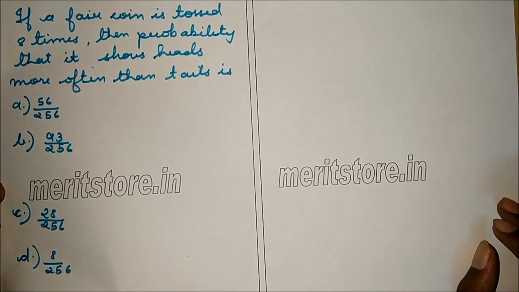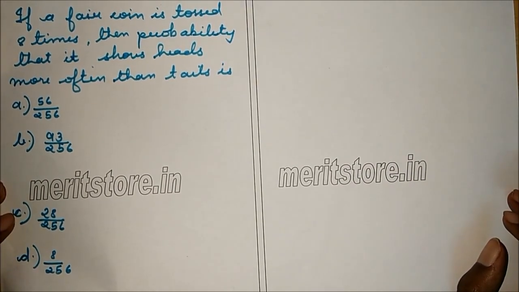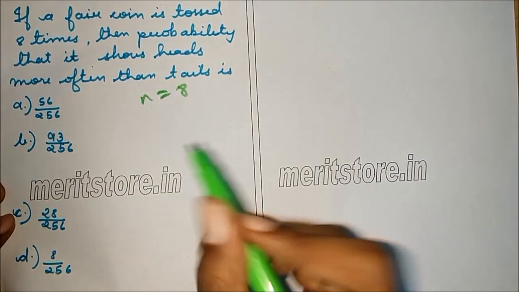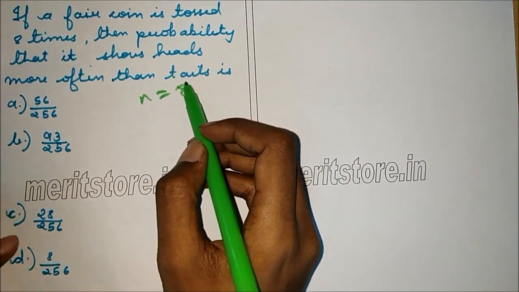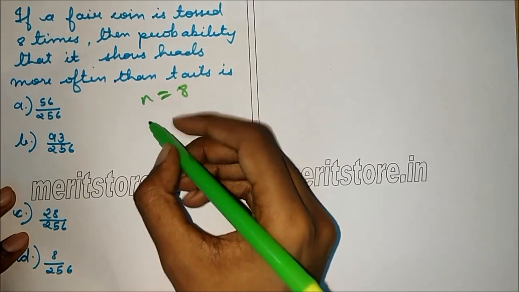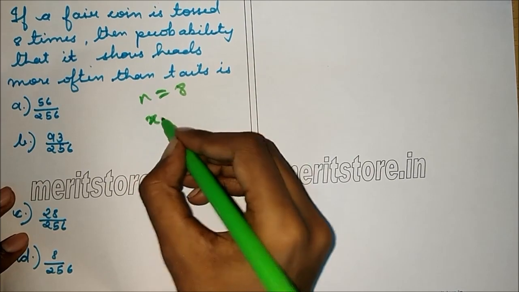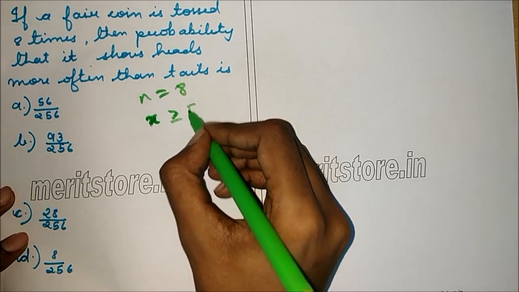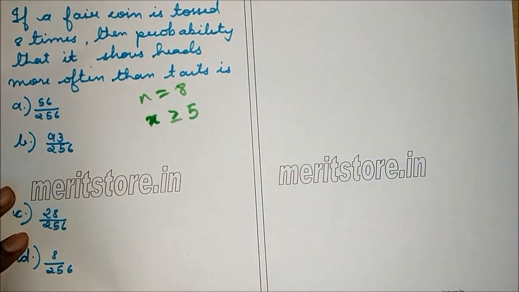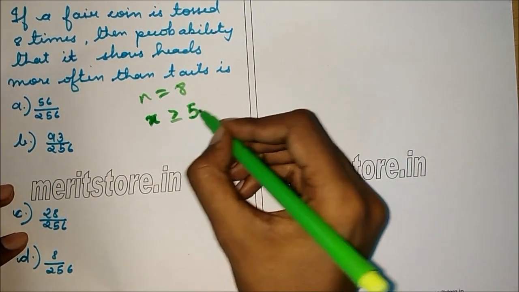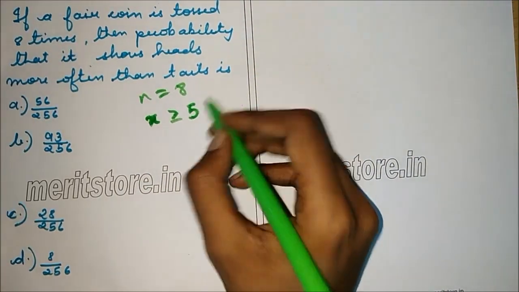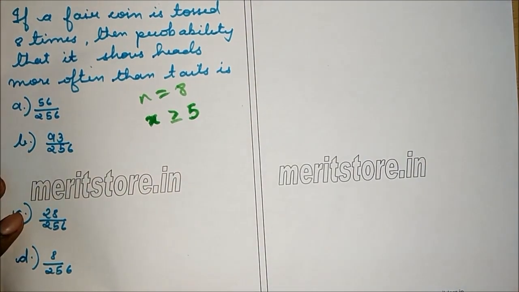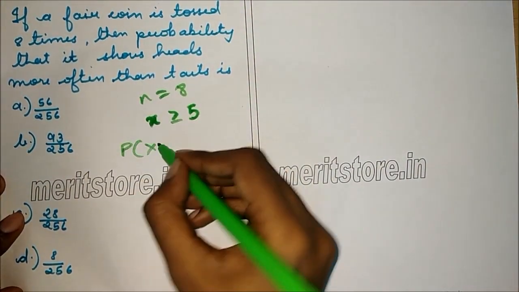If a fair coin is tossed 8 times, then probability that it shows heads more often than tails is, now a coin is tossed 8 times, so n will be 8. So number of heads should be greater than tails. So it is only possible if, let x be the number of heads, x is greater than or equal to 5, then it will be greater than number of tails. Since when heads will be 5, tails will be 3, when heads will be 6 and tails will be 2, and so on. So what we have to find is P of x greater than or equal to 5.